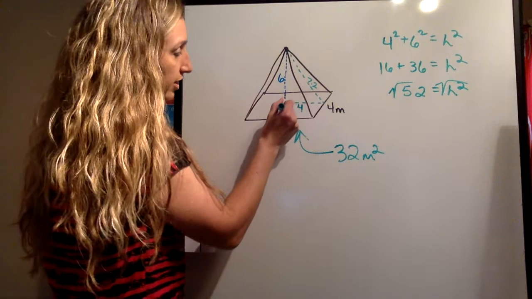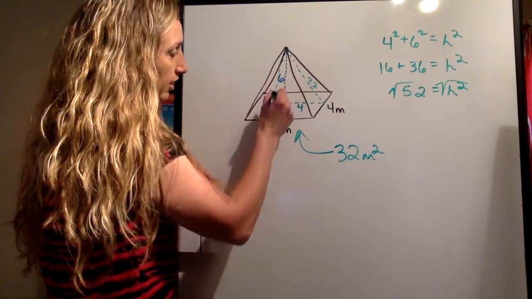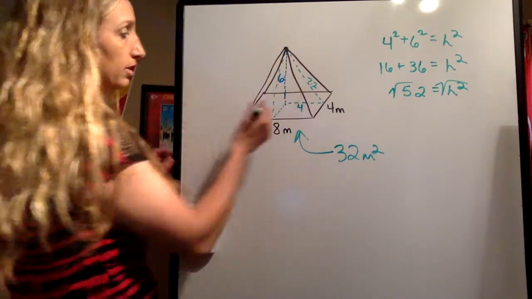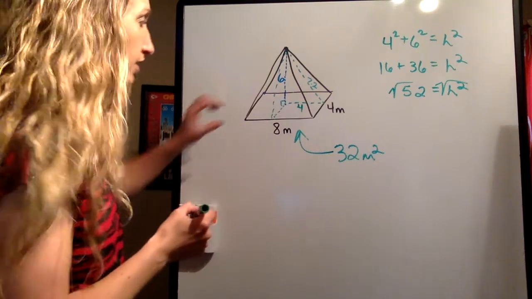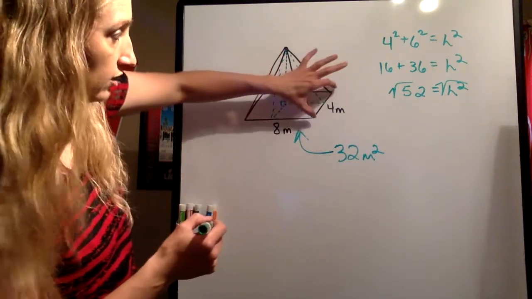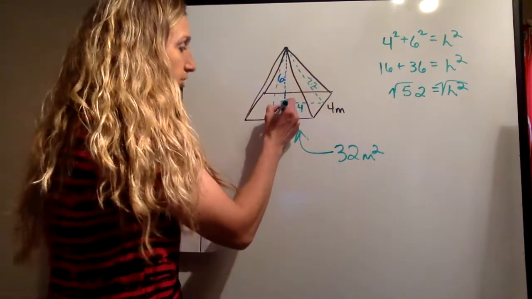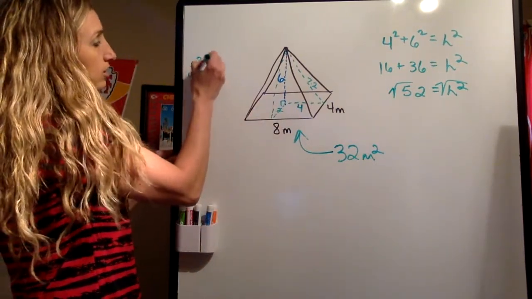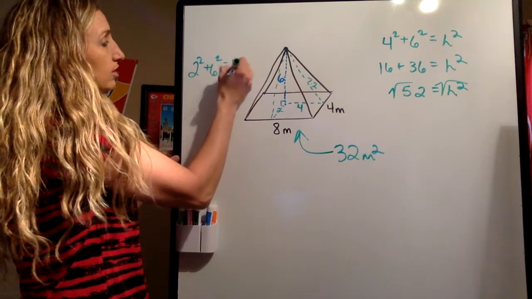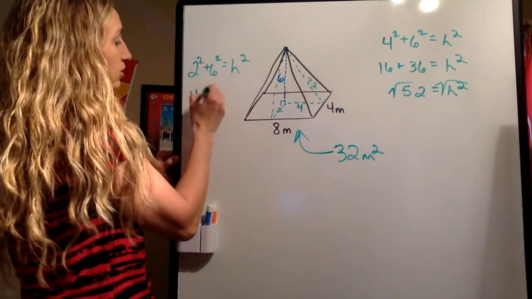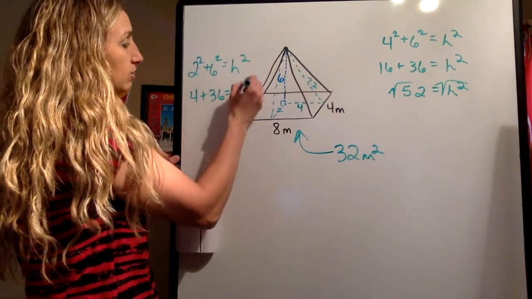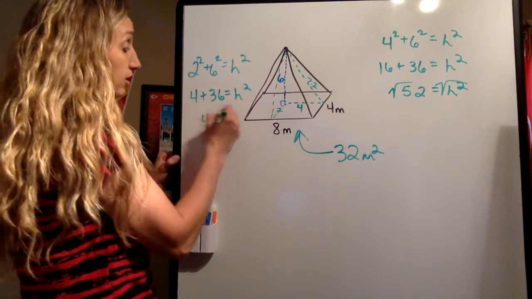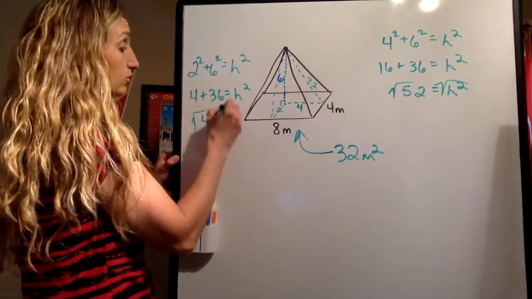So if I imagine this right triangle, and here's this slant height coming towards me, here's the right angle right here. This length right here, if this is 4, then this leg right here is going to be 2. So for that one, we would do 2 squared plus 6 squared equals the hypotenuse squared. So 4 plus 36 equals h squared. 40 equals h squared. So I need to do the square root of 40.